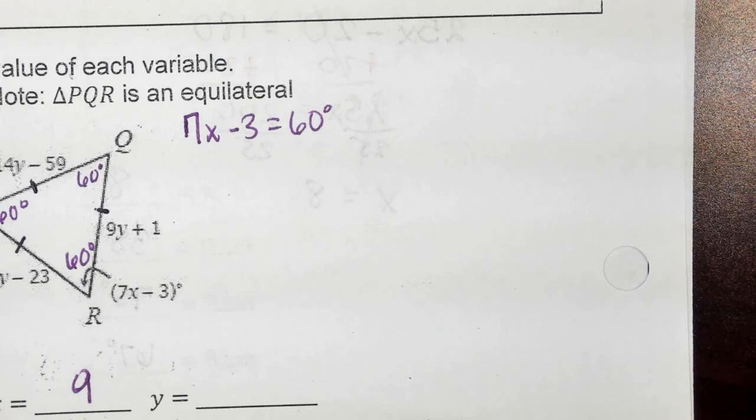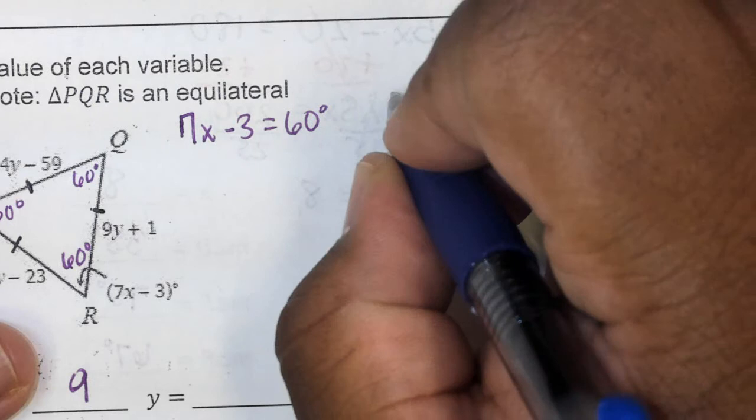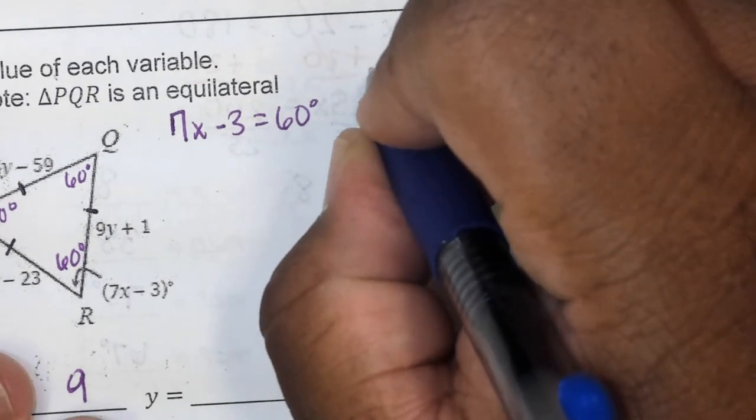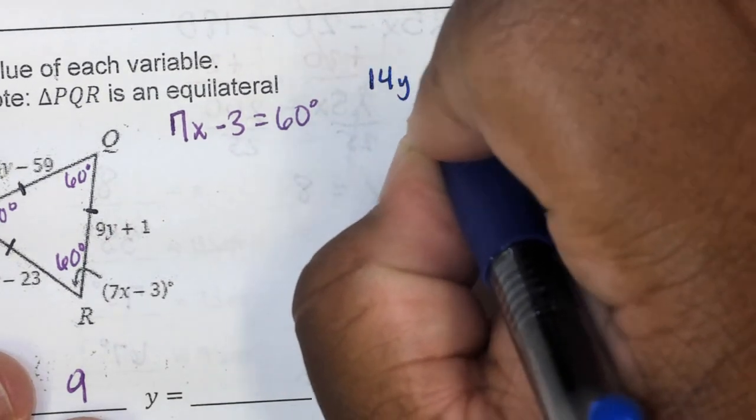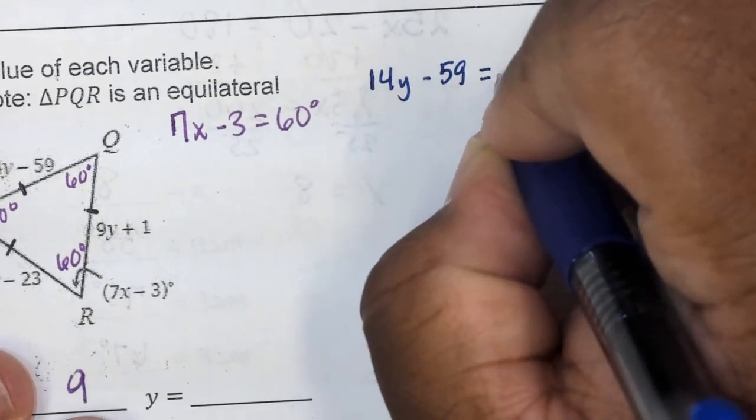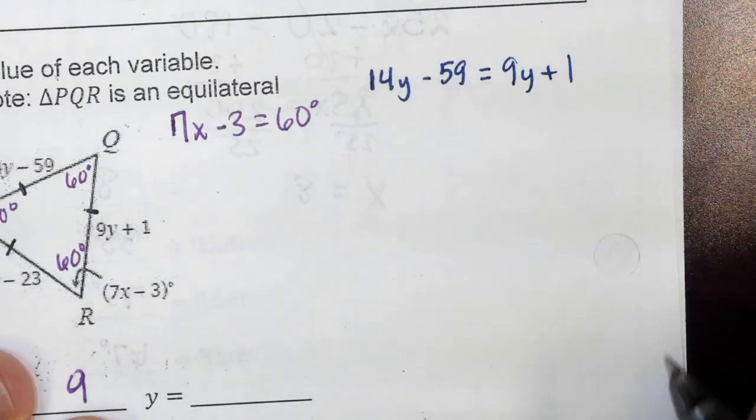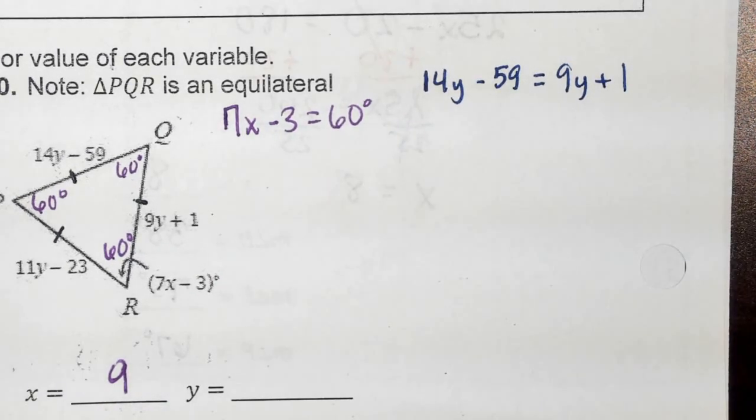You solve for y already? What equation you wrote? Talk louder. I like what you're saying, but talk louder. Okay, so he said he did 14y minus 59 equals 9y plus 1. So let me talk to y'all real quick. I thought Zach was going to mess it up. Every year I always catch the kid that's going to do it wrong, but this year I got the right kid. Listen, Zach, thank you, you did it perfectly, man.